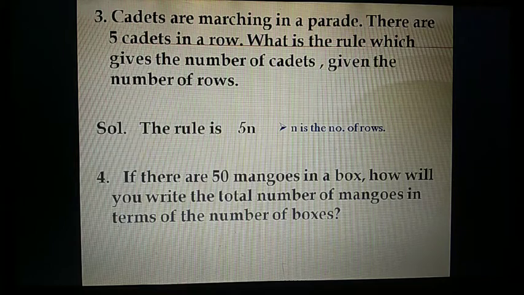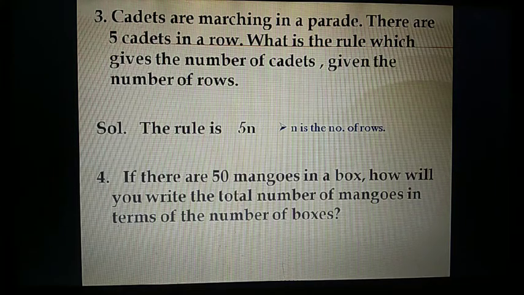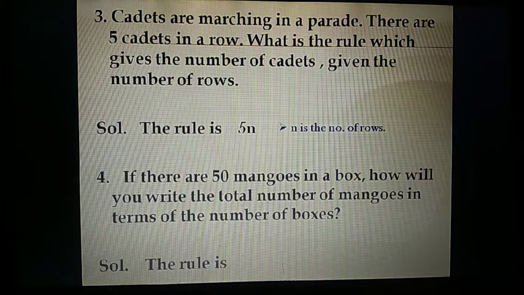Next, question number 4. If there are 50 mangoes in a box, how will you write the total number of mangoes in terms of the number of boxes? In one box there are 50, in two boxes there are 100, in three boxes there are 150, meaning we are using multiples of 50. As the number of boxes is not clear, we will take a variable n. So the nth multiple of 50 will be 50n, where n is the number of boxes.